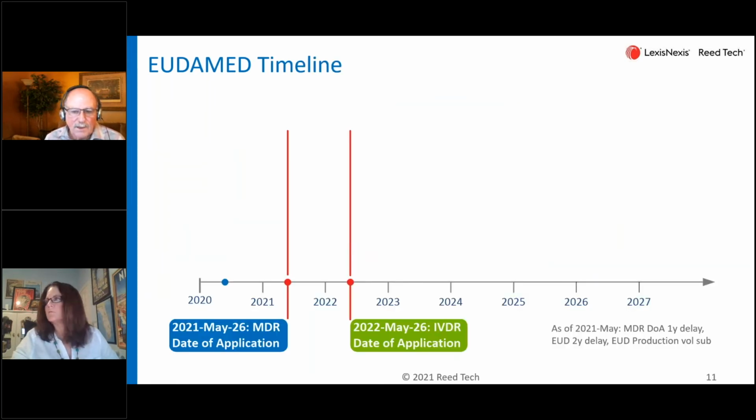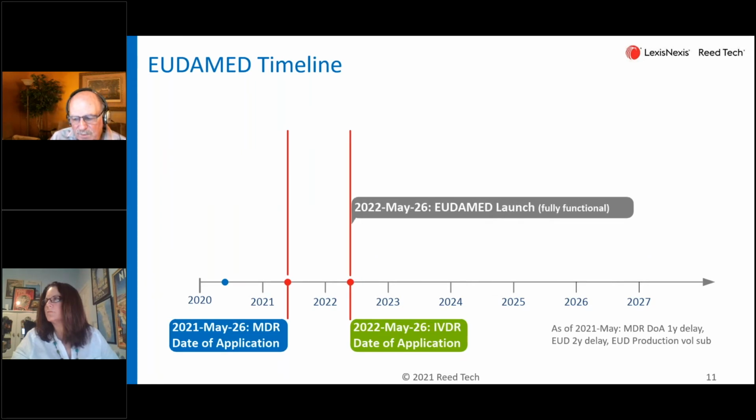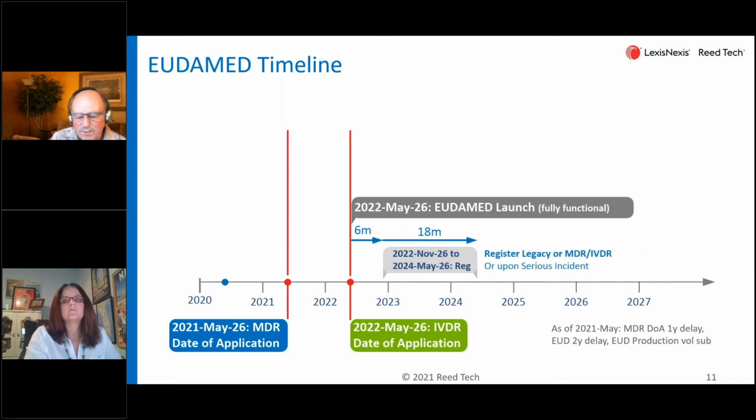So we have our 2 date of applications on the timeline, pretty straightforward. We expect this launch that UDI is fully functional on May 26th, and that triggers a 6-month delay of many of the provisions inside the MDR relating to UDI. But after that 6-month delay period expires, there is an 18-month mandatory period of registration. So that runs from November 2022 to May 2024. Now, there's many other provisions that are launched after that 6-month delay, but the one that we're talking about here is that registration period.